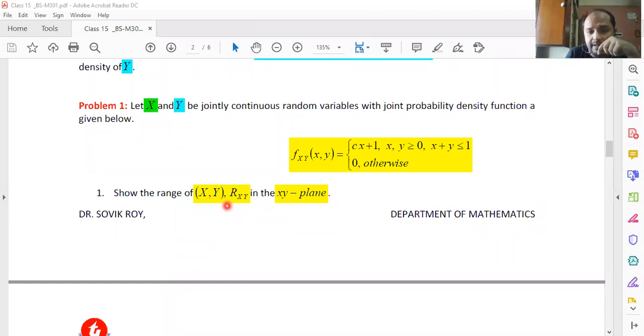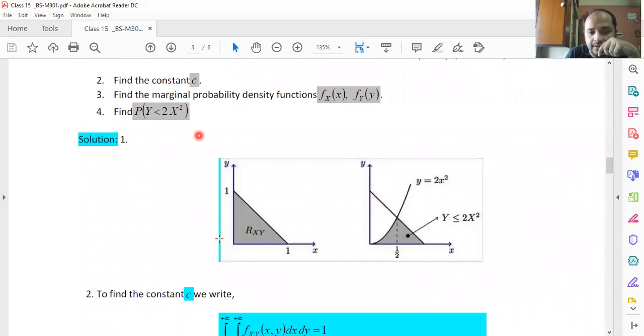So in the XY plane, you see that the range will be like this. I have drawn this particular figure. Since X is greater than 0 and Y is greater than 0, the positive quadrant has been chosen. And since X plus Y is less than or equal to 1, X plus Y equals 1 is a straight line. But remember, if a linear equation represents a line, then the inequation represents the region bounded by the line.